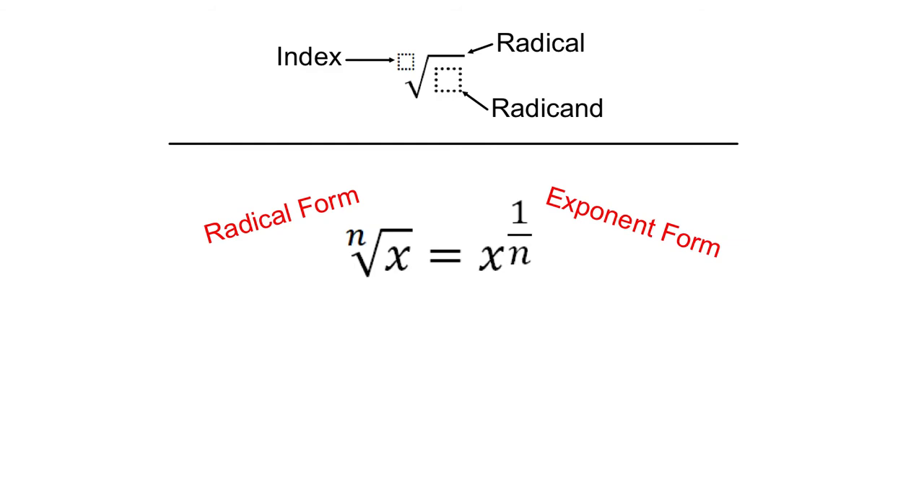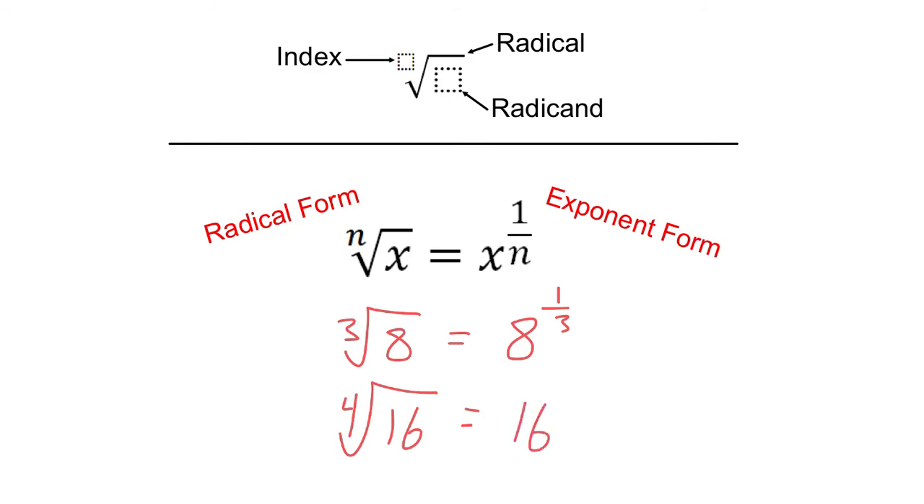So, for example, the cubed root of 8 in radical form, I can rewrite in exponent form by saying 8 to the exponent 1 over 3. Or if I wanted the fourth root of 16, I could write that as 16 to the exponent 1 over 4.